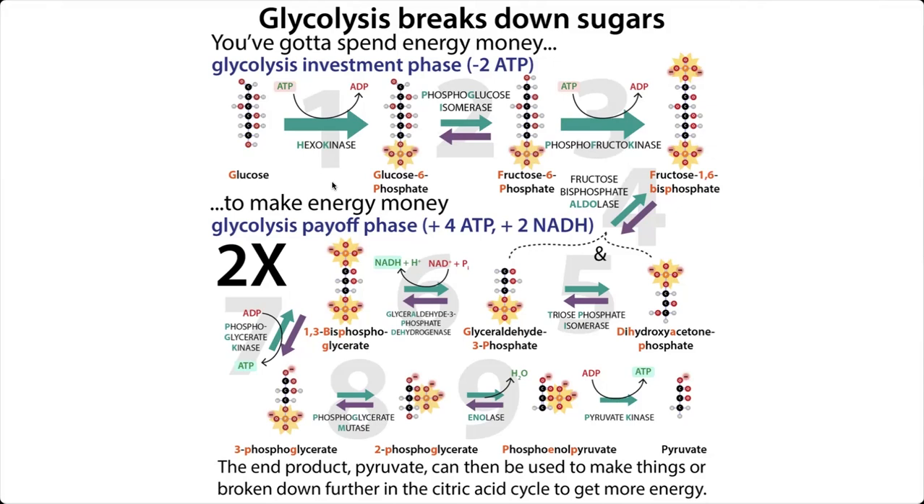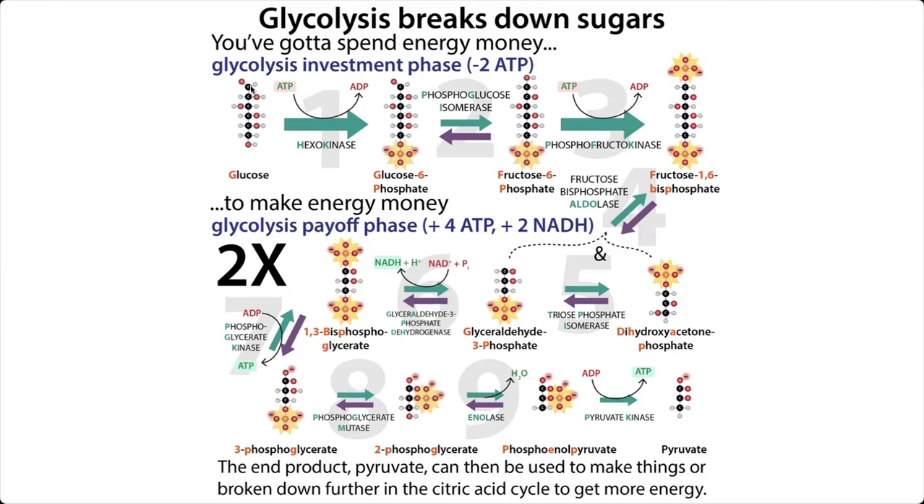Why is it 4 in the bottom when you only see, okay, well, I see 1 here and I see 1 here. How do we get 4? Well, we'll see that the second part of the pathway is actually going to happen twice because we split the glucose, or at this point, the fructose 1,6-bisphosphate, into 2 at the end of the energy investment phase.